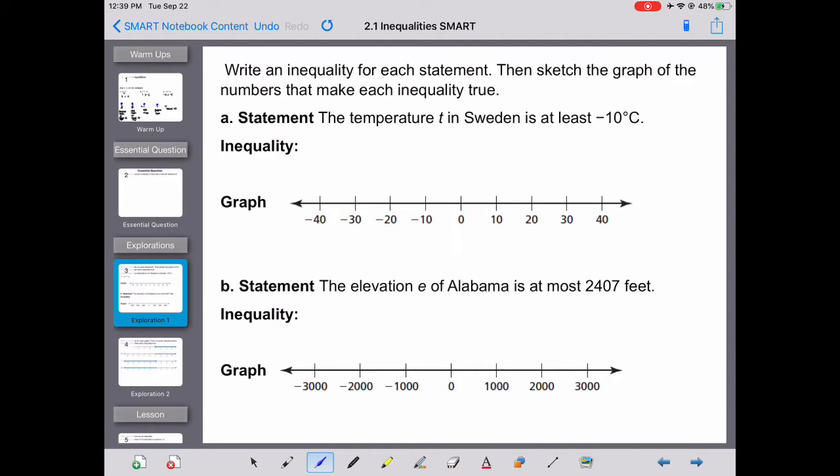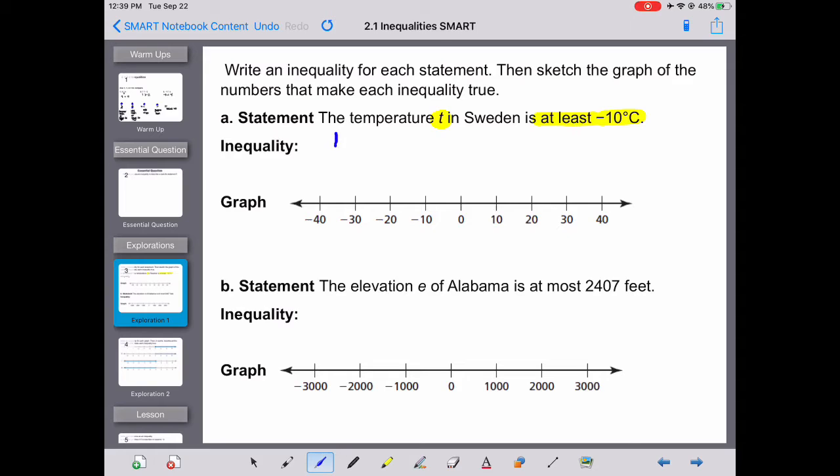So the first statement says the temperature, T, in Sweden is at least negative 10 degrees Celsius. So key things: the variable T, the words is at least, and the number negative 10. So at least means it's either negative 10 or greater than that temperature. So negative 9, negative 8, 0, 1, 2, 3, 4. Those are all greater than negative 10.